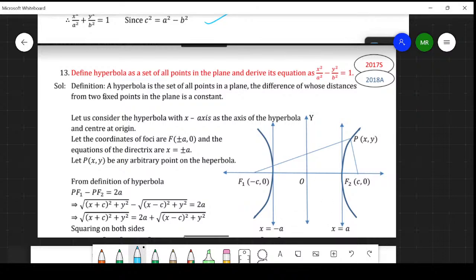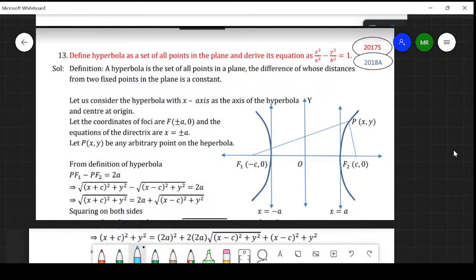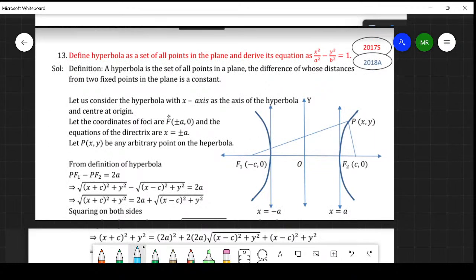A hyperbola is the set of all points in a plane, the difference of whose distances from two fixed points in the plane is constant. Similarly to the previous one, you can write here that the coordinates of the foci are plus or minus c comma 0. And the equation of directrix is not required here. You can remove this line.